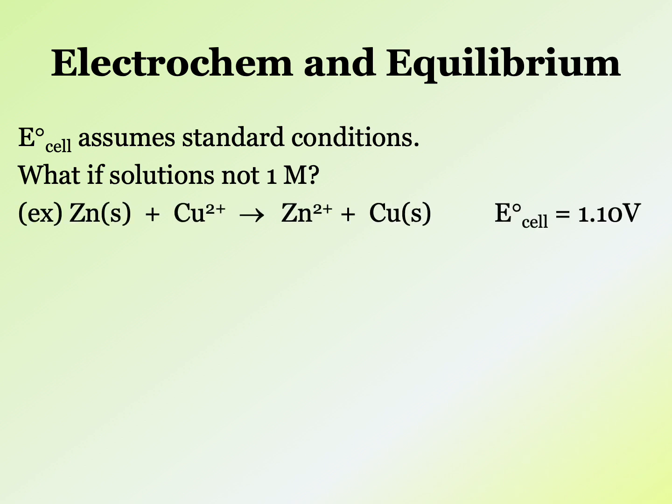So we're going to look at this equation. And this is that Daniell cell where we have zinc and copper as our anode and cathode. And the E of the cell is 1.10 volts. And we would have to look and see what happens if we change the molarities from 1 molar, whether we increase it, decrease it, things like that.